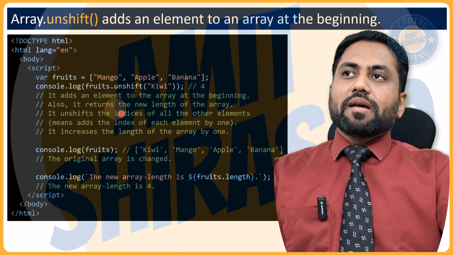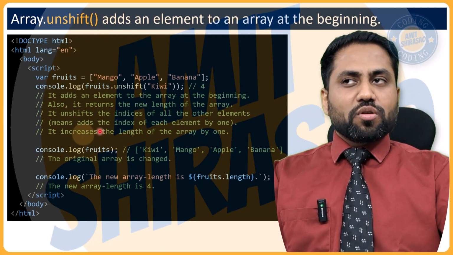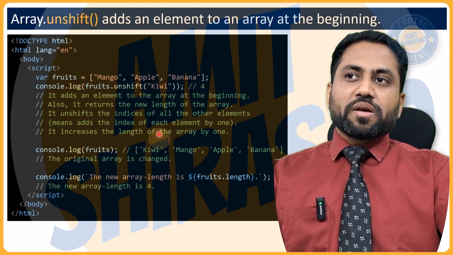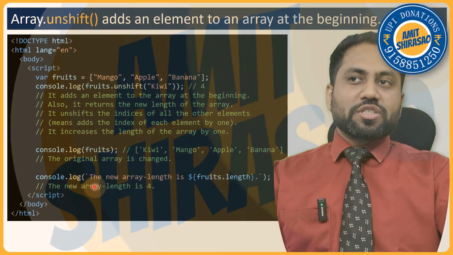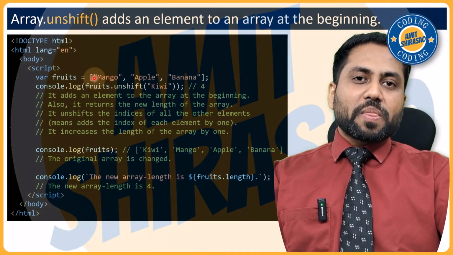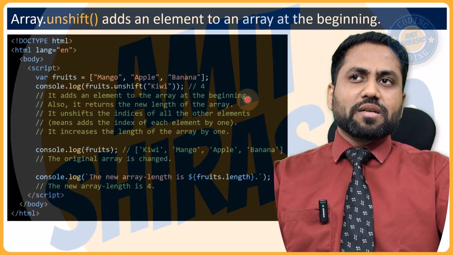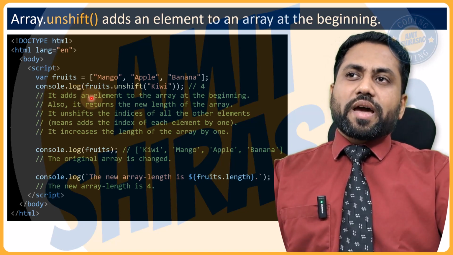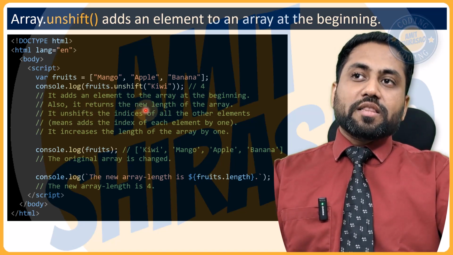Okay, so array.unshift basically adds an element to an array at the beginning. Always remember, suppose this fruits, I'm saying fruits.unshift, kiwi. Finally the original array gets changed, and the original array's length also gets changed. And that kiwi got added at the beginning. Always remember these lines, wherever I give a comment, the comments are extremely important. So remember this comment. What it says is, it adds an element to the array at the beginning. Then also it returns the new length of the array.